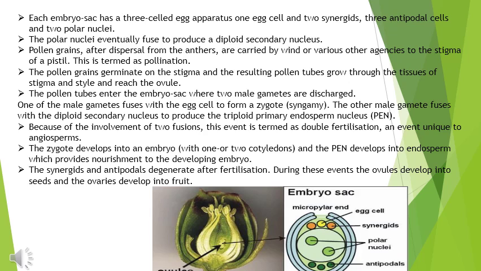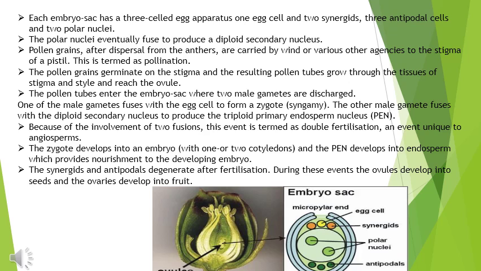The zygote develops into an embryo. एम्ब्रियो आपके सिंगल कॉटिलिडन भी हो सकता है, डबल कॉटिलिडन भी हो सकता है. The PAN develops into endosperm which nourishes the developing embryo. Synergid cells, antipodal cells ये degenerate हो जाएंगे. Antipodal तो nutrition provide कर रहे हैं, synergid cells degenerate हो जाएंगे. And during this event the complete ovule develops into the seed and the ovary develops into the fruit.